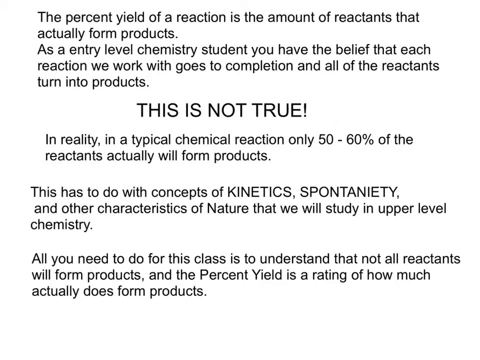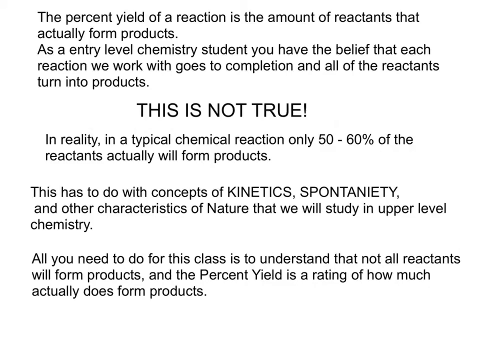As an entry-level chemistry student, you have the belief that each reaction we work with goes to completion and all of the reactants turn into products. This is not true. In reality, a typical chemical reaction only turns about 50 to 60% of the reactants into products. Sometimes they can only get 15 to 30%.